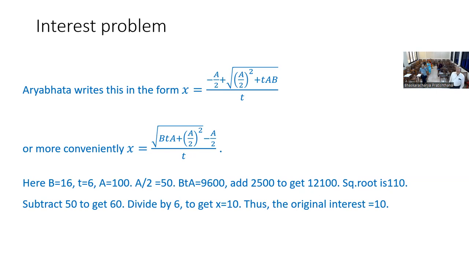If it is not a perfect square, then also you can use the method of Aryabhata and find the square root correct to say two places of decimal. Now subtract A by 2, meaning subtract 50. That gives you 60. Now divide by 6, and then you get x is equal to 10. So this is how the calculation is done. The original interest is equal to 10. So this example shows that although Aryabhata never mentions anywhere the formula for solving a quadratic equation, he is already aware of how to solve a quadratic equation. That is very clear from this example.